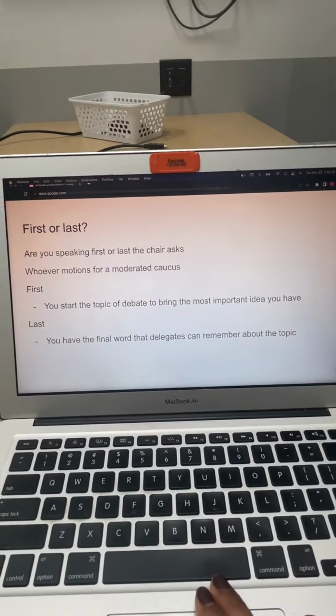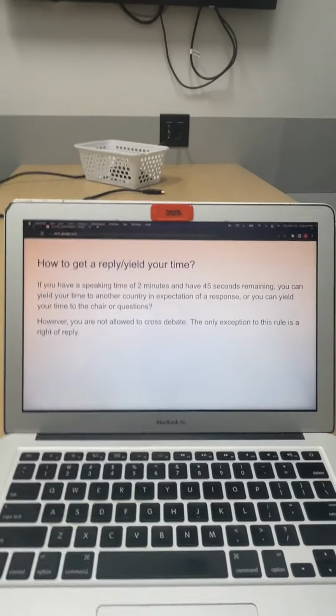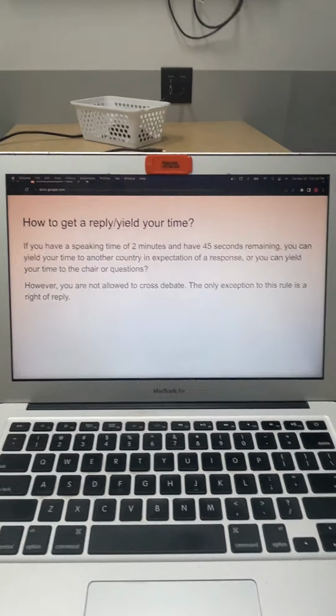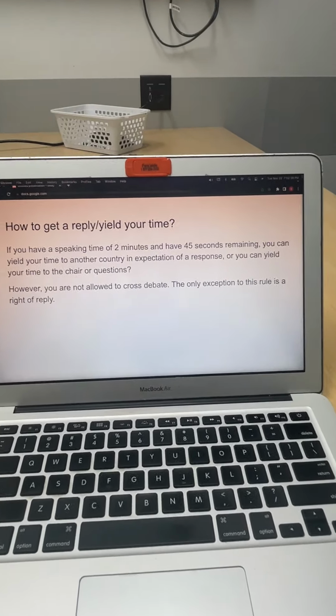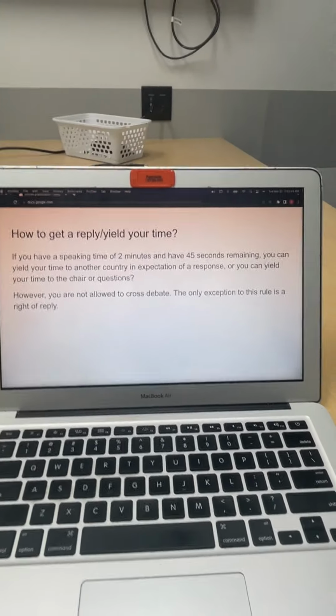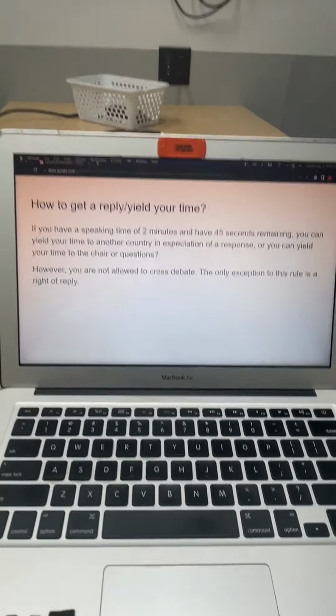The choice is yours. So how do you get a reply or yield your time? Of course, you're not allowed to cross-debate, but the one exception is when you have a speaking time of, say, 2 minutes and you have 45 seconds remaining, you can yield your time to another country, and then you hope for a response, obviously.